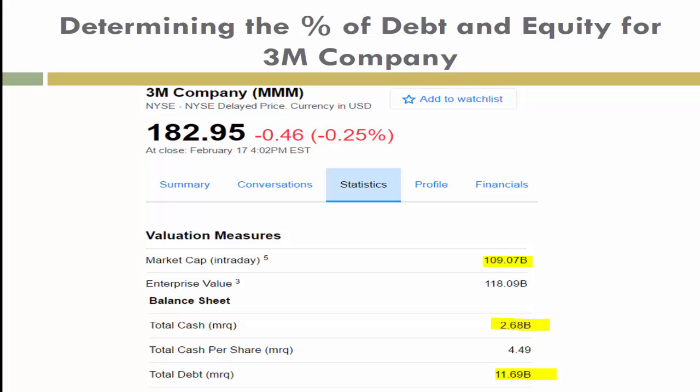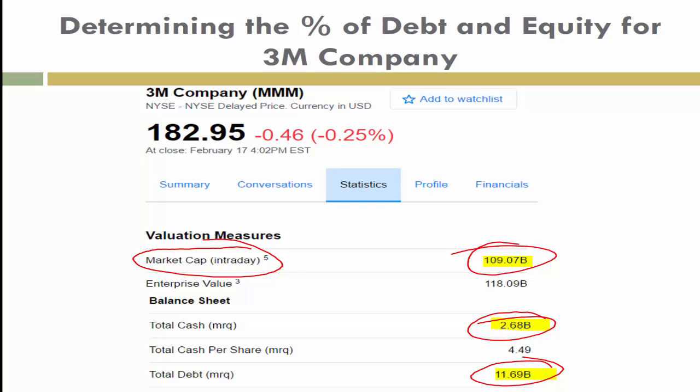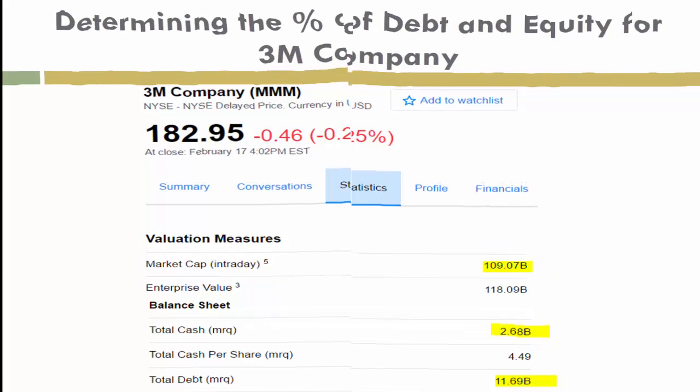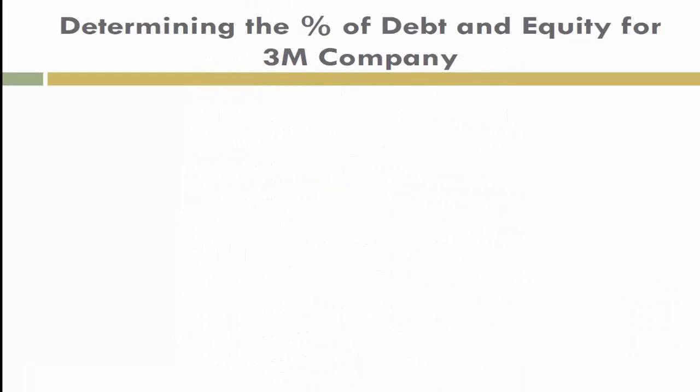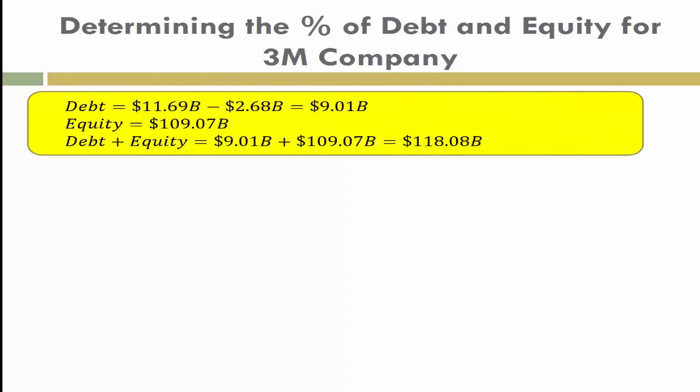And remember from the earlier slide, we need the market value of all the stocks, the market cap, right here, and we have the total cash, and we have the debt. So based on this information, we can easily calculate the WACC. And how do we do it? Remember the basic formula, right? The debt part is the net debt. So you have 11.69 billion as the total debt and 2.68 as the cash. When you subtract cash from the debt, you have 9.01 billion as the net debt.